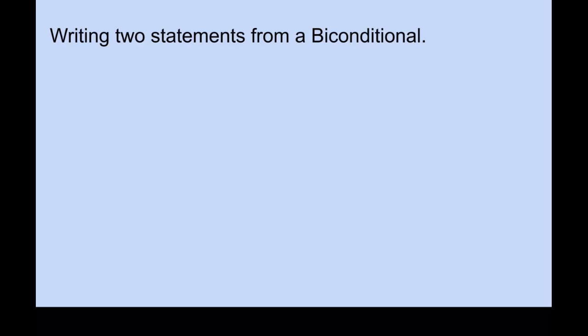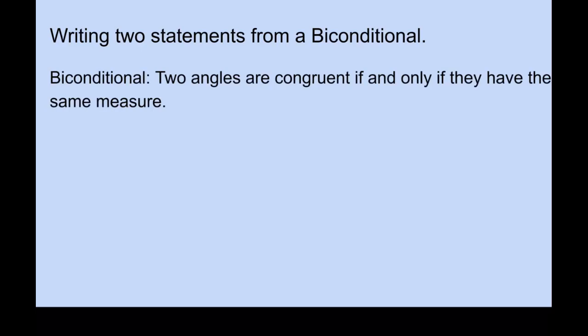Okay, and then the only other thing you have to do, you're going to have statements, you're going to have to write the conditional, the converse, and then the biconditional statement. And the only other thing that you need to do is to be able to write two statements from the biconditional, essentially meaning you have to go backwards. So we've been taking information and combining them, but now what happens if they give us the biconditional? So here's an example. Two angles are congruent if and only if they have the same measure.